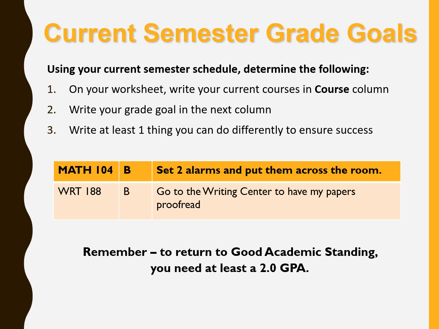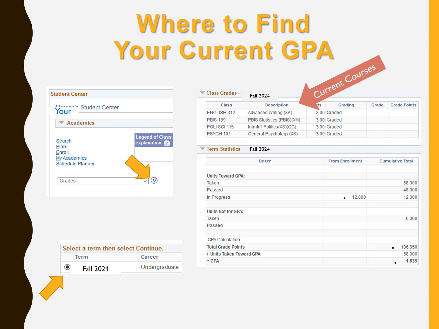Using the worksheet, pull up your current course schedule. If you're not sure how, check the next slide to fill in each course and spend a few minutes to reflect on these questions. Here are a few screenshots from Titan Web to show you how to access your current GPA and semester classes.